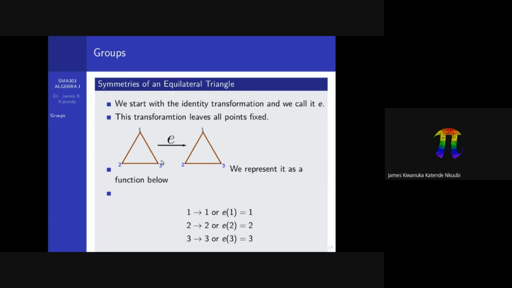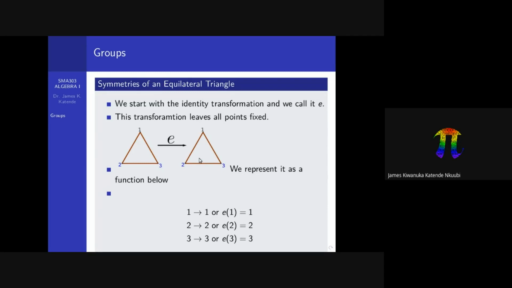The other thing you can do here is rotate it about the center through 360 degrees. It goes back to the same point. But let's just assume you do nothing to the triangle, so it doesn't move. So that is one of the symmetries.